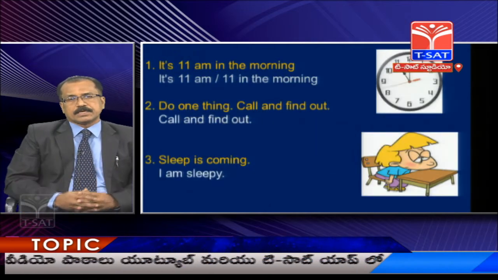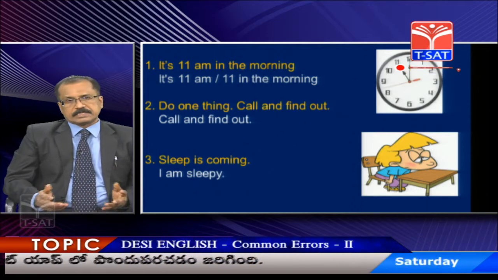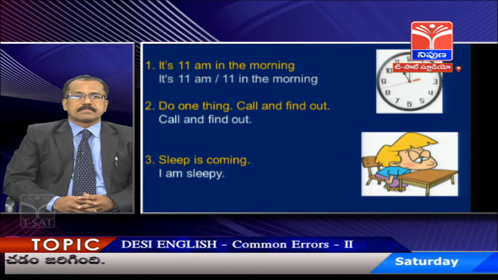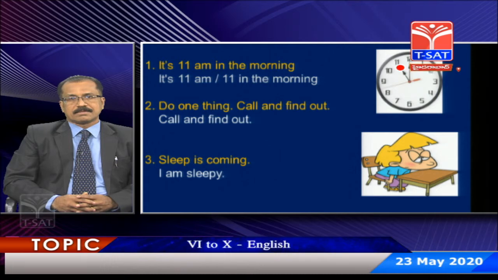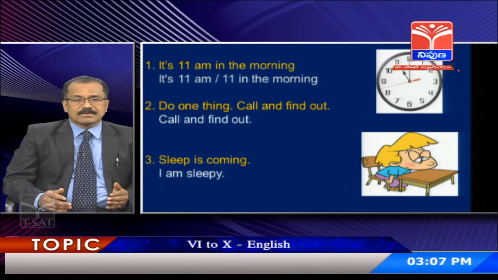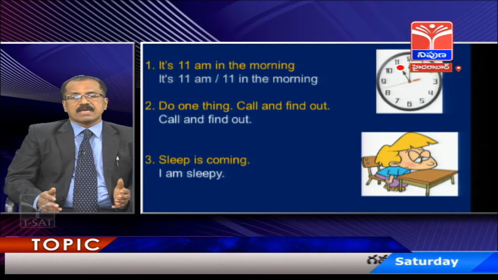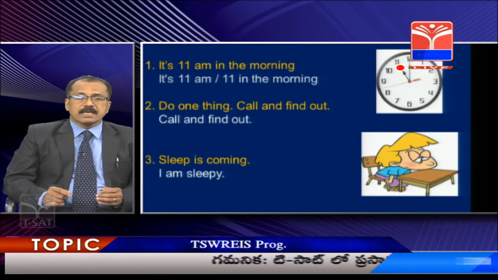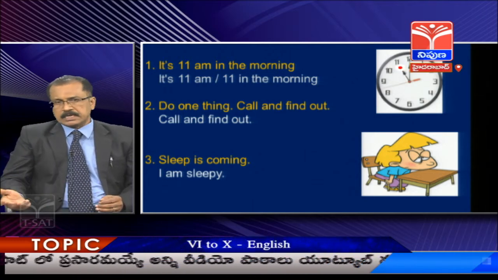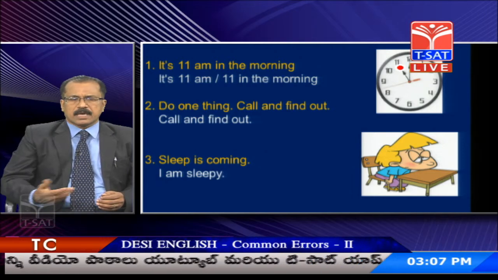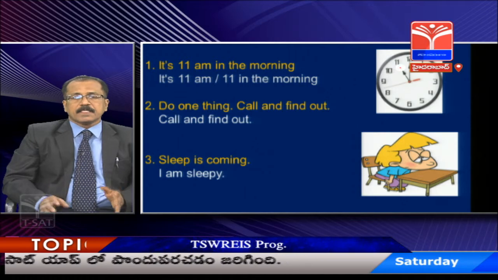Now, look at the screen. When somebody asks you, what's the time? most of us say, it is 11 a.m. in the morning. Do we need to say that? It's a wrong sentence. It is 11 a.m. in the morning. It's a wrong one. We should say, it is 11 a.m. or it is 11 in the morning. Similarly, it is 10, 9, 8 a.m. or it's 8 in the morning. We should never say, it is 11 a.m. in the morning.